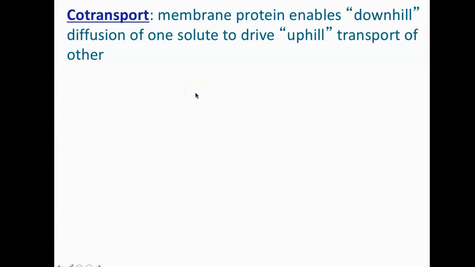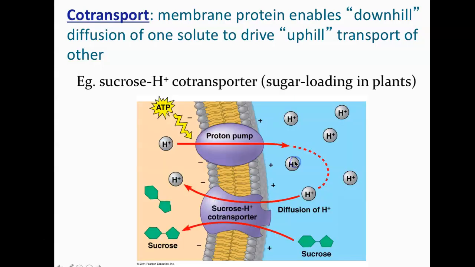All right, next type of active transport. So we had electrogenic pumps as our first type of active transport. The second type of active transport is going to combine a pump with facilitated diffusion. It has 2 parts. So co-transport has 2 parts. The membrane protein enables downhill diffusion of one solute to drive uphill transport of another.